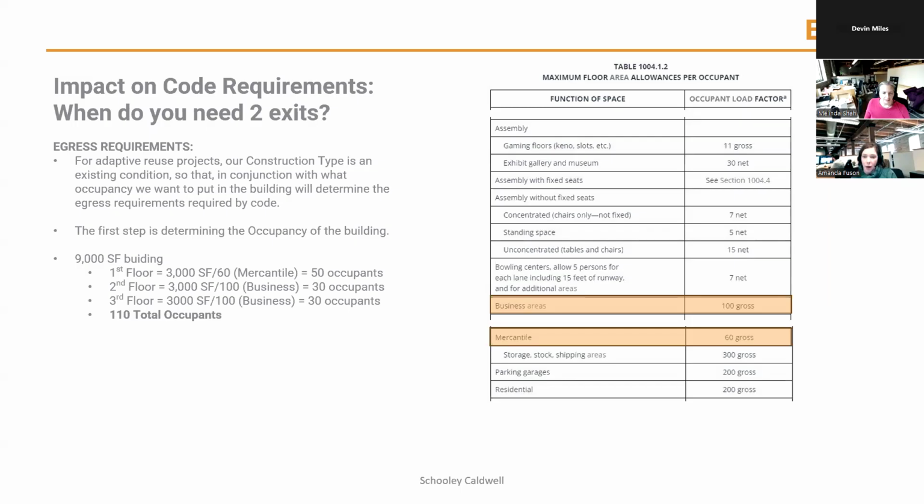Using our Main Street building as an example, let's say it's 3,000 square feet per floor, with retail on the bottom in this case, and business on top. 3,000 divided by 60 gives us 50 occupants on the ground floor. And then you can see how it's divided to give us 30 occupants on the second and third floors. That gives us 110 total occupants in this building.